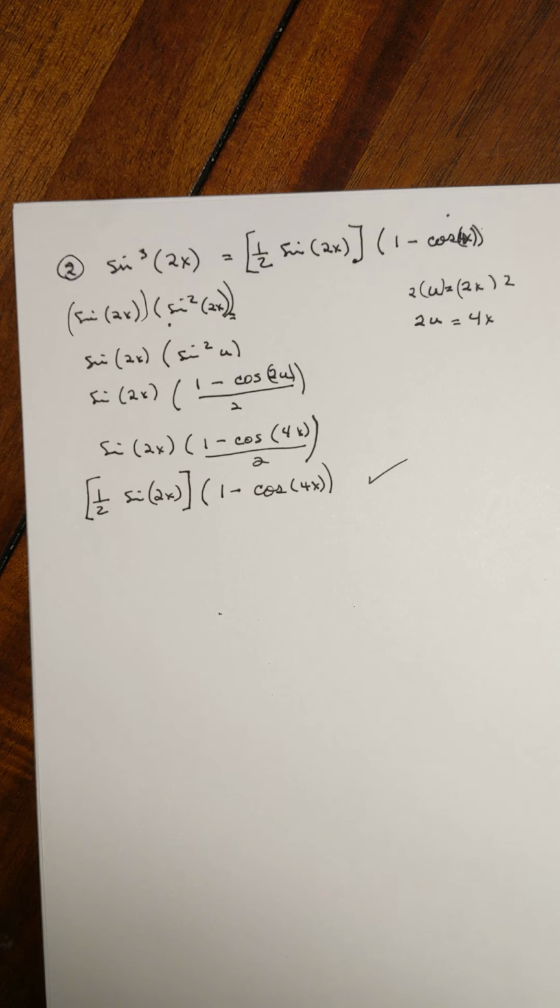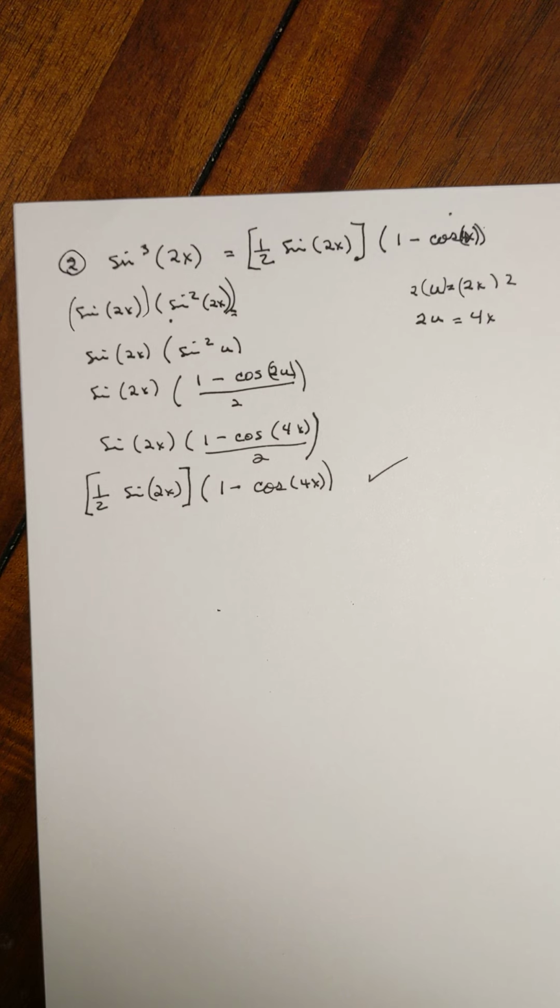So that is how you use the power reducing formulas to simplify things, to work with anything that has a high power of either sine to the 4th of x, or sine cubed of x, or cosine cubed, or cosine to the 4th of x. And you can use those formulas to reduce that power. So this is the end of part 3. I'll start part 4 in a second.